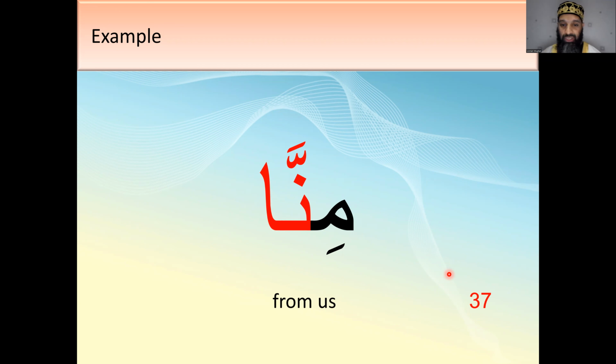So all you're doing now is just looking at the table. If you know the meaning of the actual word itself, then the ending is from the table. You learn the table, you'll be able to translate the whole word, inshallah. From us, right?